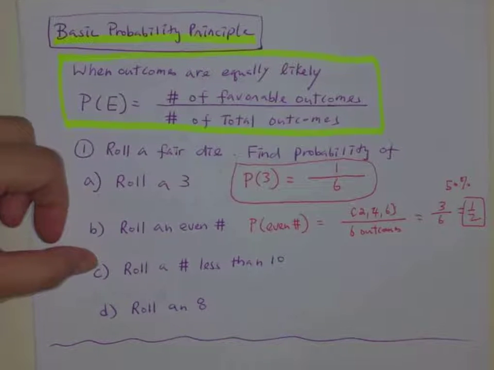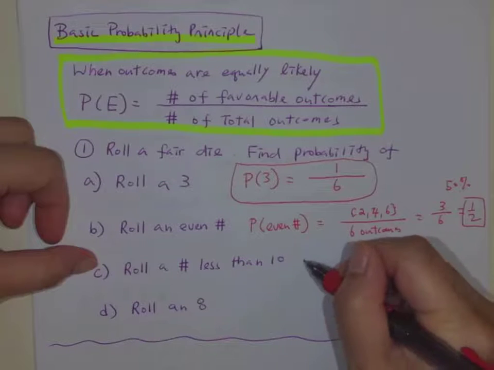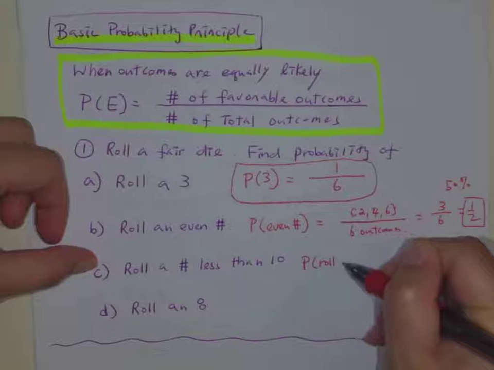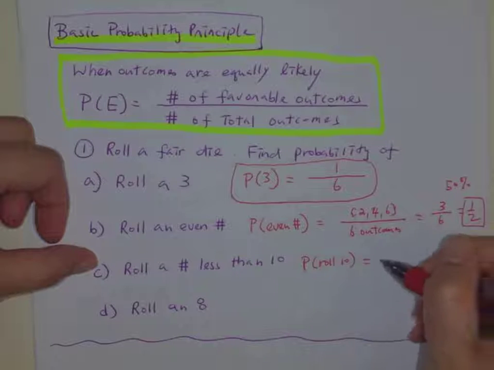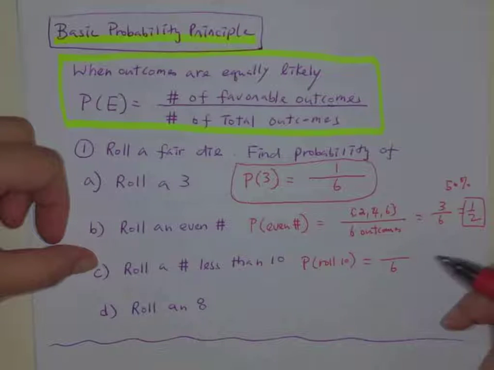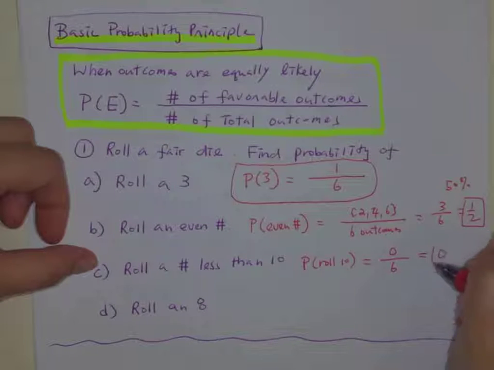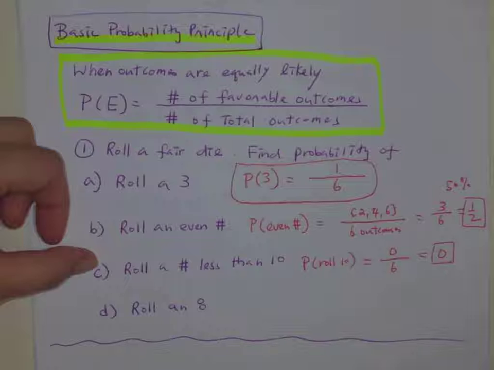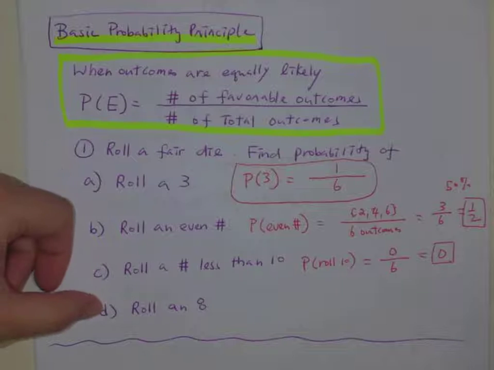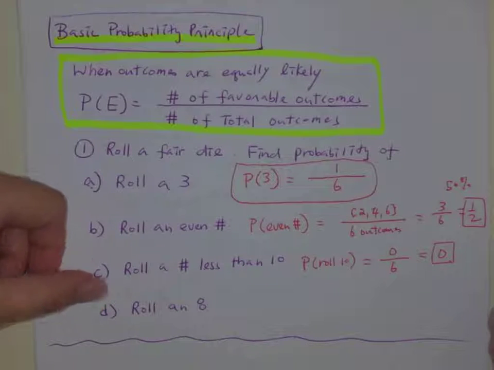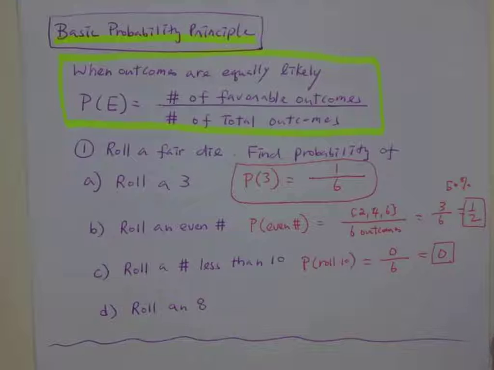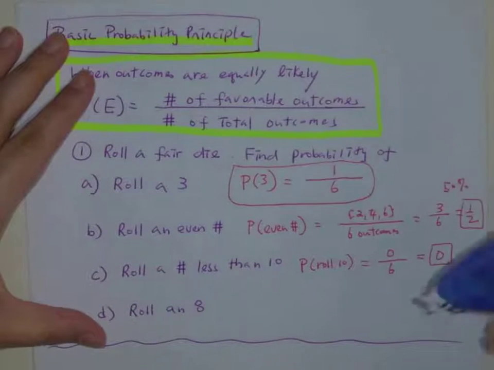Less than 10, I only have 1 dice, right? So I can have 1, 2, 3, 4, 5, 6. But the probability of rolling a 10 is not really possible, right? So I have 6 possible outcomes, but rolling a 10 will happen 0 times. So the answer is 0. The chance of rolling a 10 from a fair dice is 0, right? There's no chance.